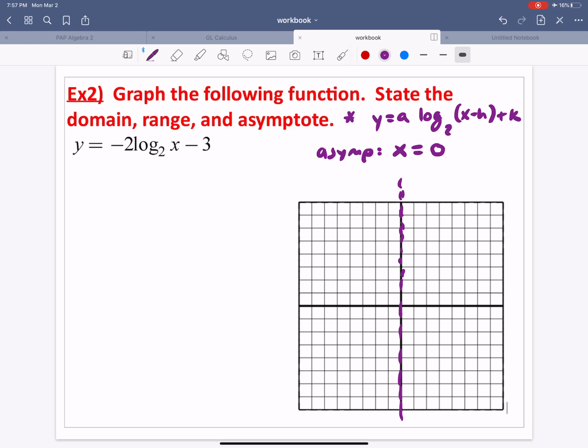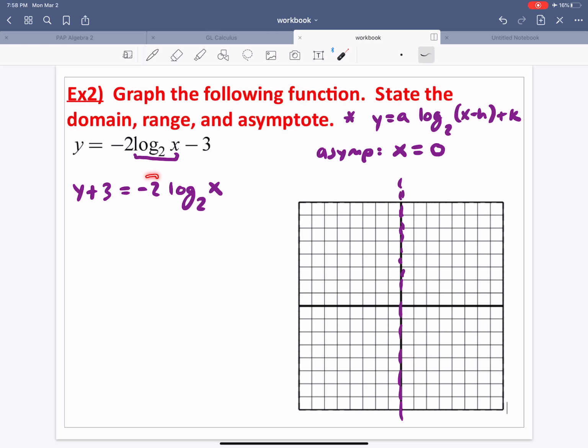Okay, so now the next thing we're going to do is convert this to an exponential equation. Okay, so we want to get the log base 2 of x all by itself. So the first thing that I'm going to do is take this -3 and move it to the other side. We do that by addition. So that turns into y plus 3 equals -2 times log base 2 of x.